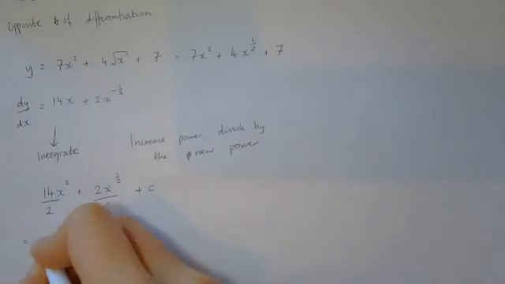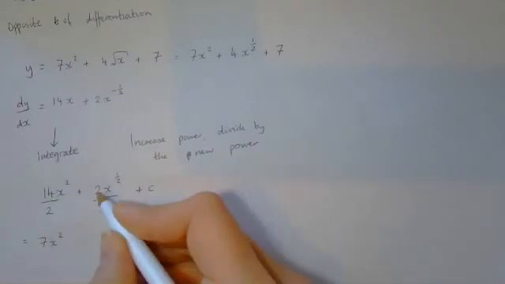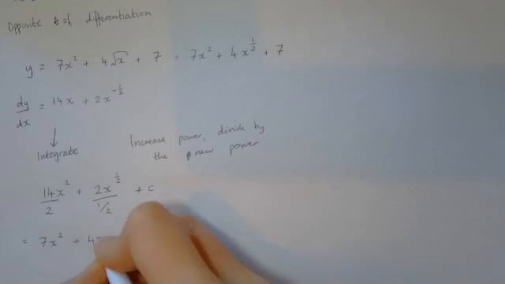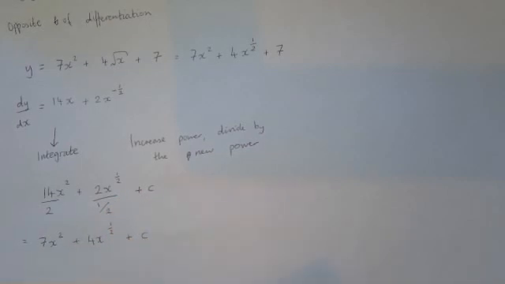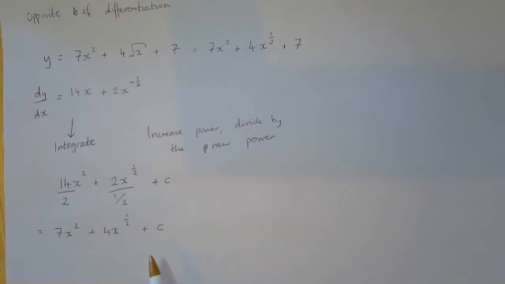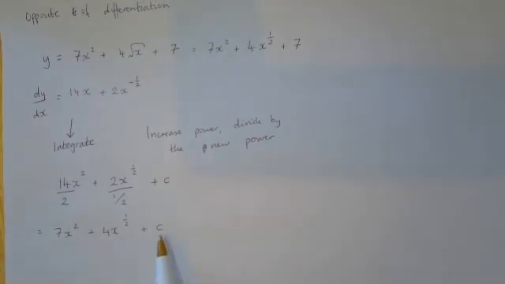Right, so let's tidy this up. So I've got 14 divided by 2, which is 7. I've got 2 divided by a half, which is 4. And I've got a plus c on the end. It's really, really important that you remember that plus c. Okay, so that's kind of a little introduction. In the next video, I'll talk about how we denote it and the difference between definite and indefinite integrals.